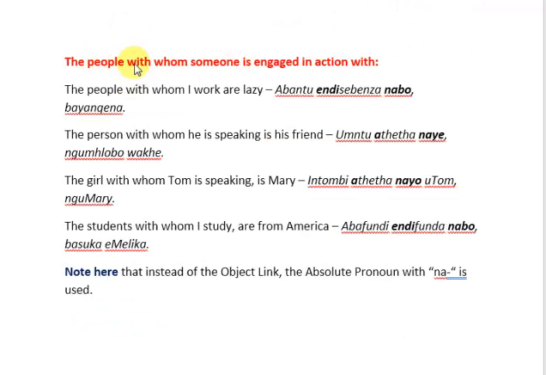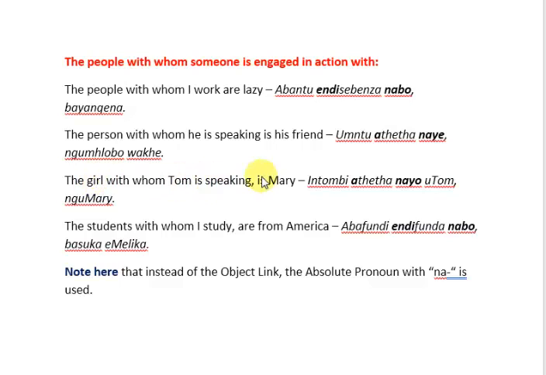And then finally, the people with whom someone is engaged in action, together with. So the people with whom I work are lazy. Abantu endisebenza nabo, the people which I sebenza, work, nabo, with them, bayaqena, are lazy. The person with whom he is speaking is his friend. Umntu athetha naye ngumhlobo wakhe. The person which he thetha, is speaking, naye, with him, ngumhlobo wakhe, is his friend.